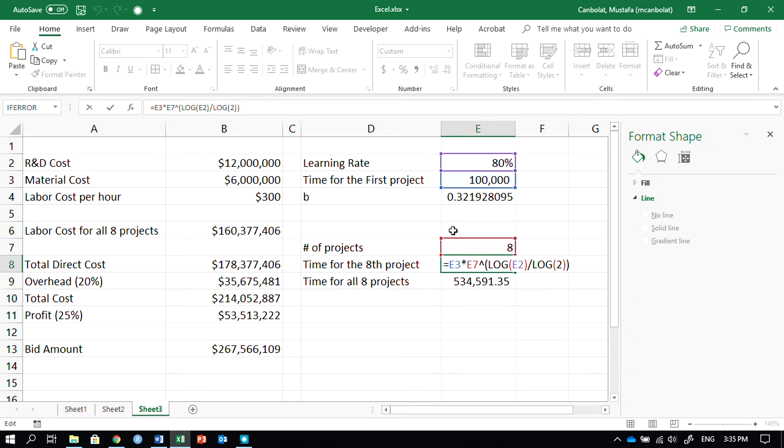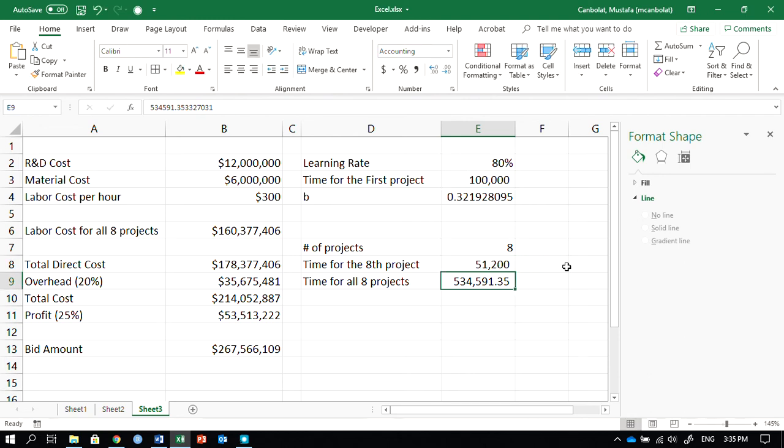The time for the 8th project is, I could just use the B, but I just used the log of 0.8 over log of 2. The 8th project is 51,200. What is the time for all 8 projects?